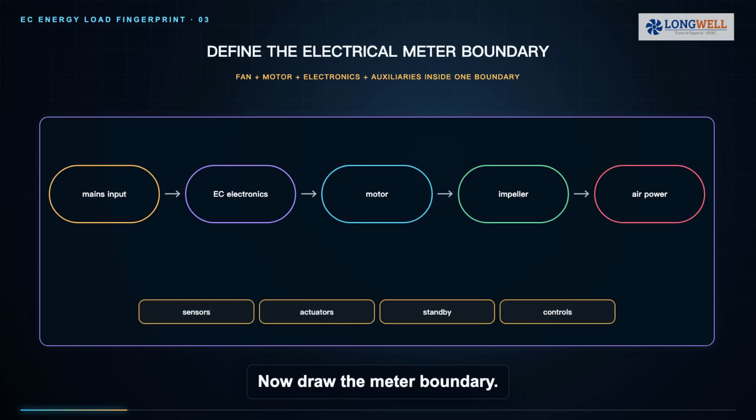Now draw the meter boundary. Compare mains input to mains input, including EC electronics, motor, and any relevant auxiliaries. Motor efficiency alone does not reveal wire-to-wire performance. Sensors, actuators, controls and standby consumption may be small, but they belong in a defensible annual total.